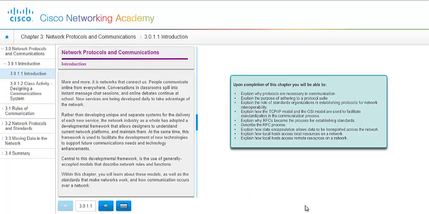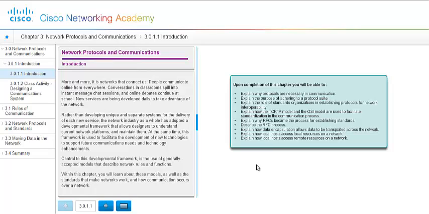What we're going to do in this unit is try to explain why protocols are necessary in communication, and explain the purpose of adhering to the protocol suite. You need to be able to explain the role of standards organizations in establishing protocols for network interoperability. That just means so that your networks can talk to each other.